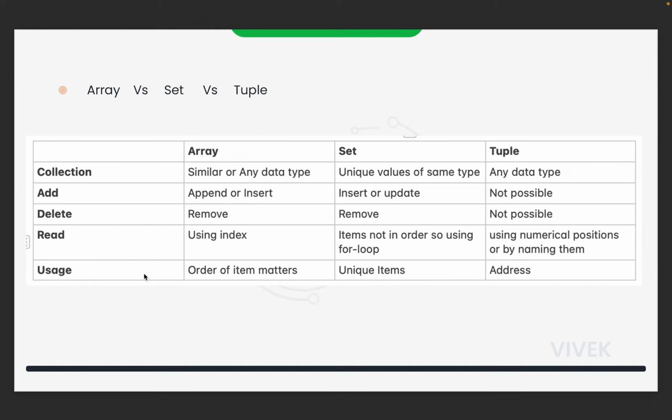As for usage, if the order of the items matters, we definitely need to go for an array. If we have unique values, like user IDs or usernames, we'll be using a set. If we want to store an address, with a street, phone number, pin code or multiple data types, we definitely need to go with a tuple. Related items and all we can store in a tuple.